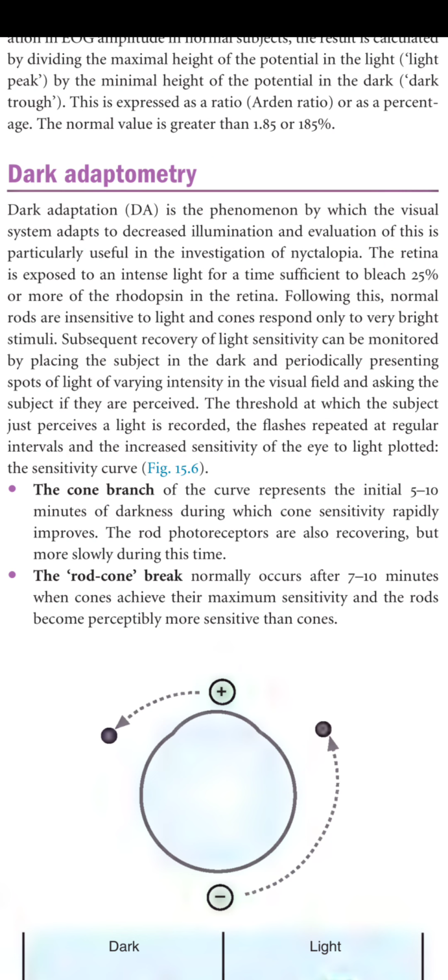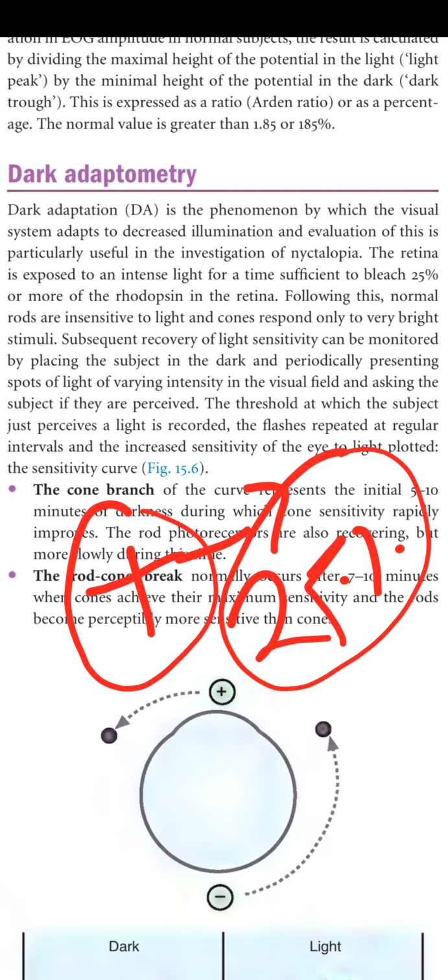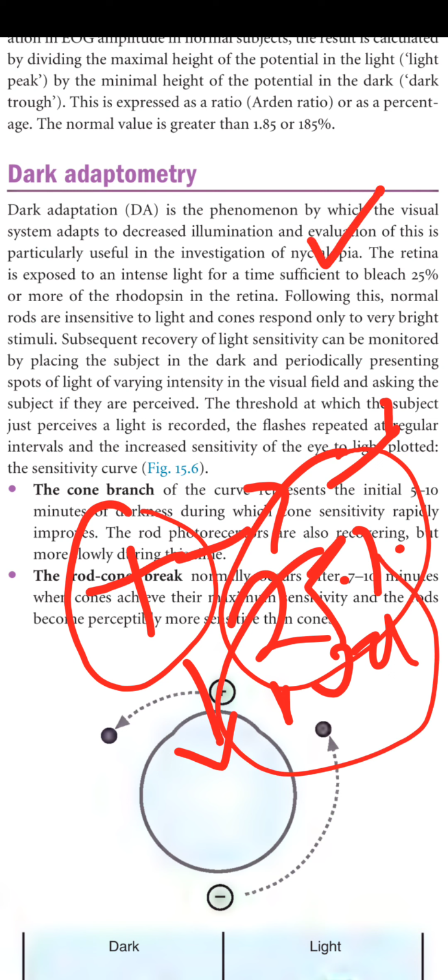The retina is exposed to an intense light for a sufficient time to bleach 25% or more of rhodopsin in the retina. Following this, normal rods are insensitive to light and cones respond only to very bright stimuli. So basically we expose the retina to a very bright light, which bleaches 25% or more of rhodopsin, after which the rods become insensitive to light and cones respond only to a very bright light. Then we measure how much time it takes to recover from this bleaching.